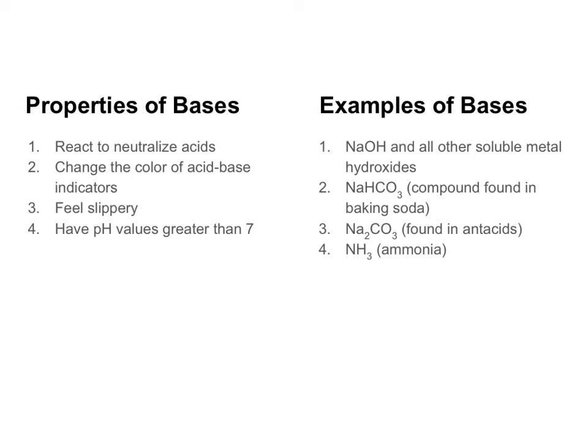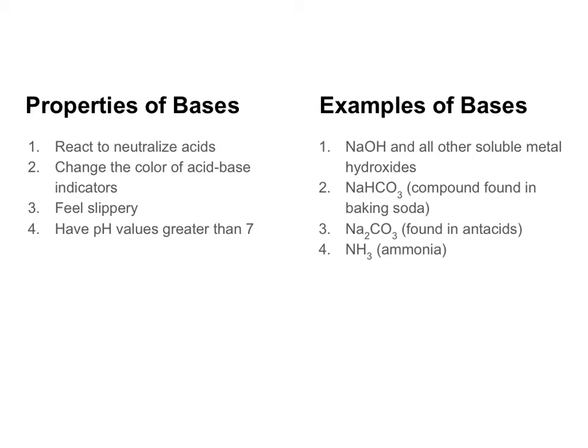NaHCO3 is sodium hydrogen carbonate, which is basically baking soda. Sodium carbonate is what's found in antacids like Tums, and NH3 is ammonia. So what you can hopefully see is that NaOH would act like an Arrhenius base because it has hydroxide to give up, whereas ammonia would act like a Bronsted base because it has the ability to accept a hydrogen.